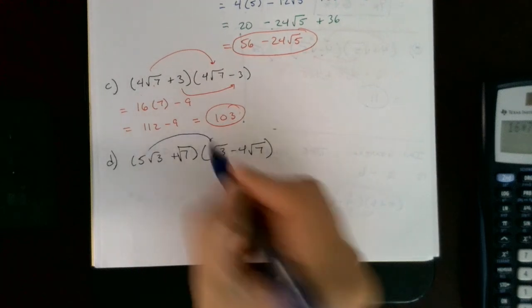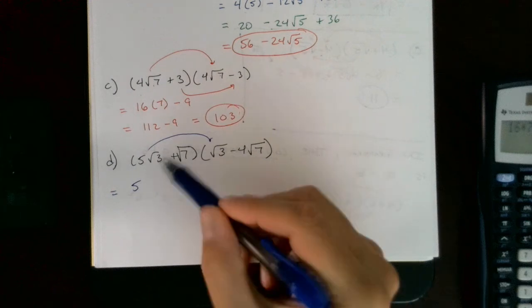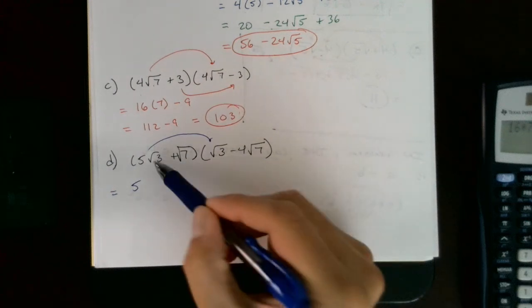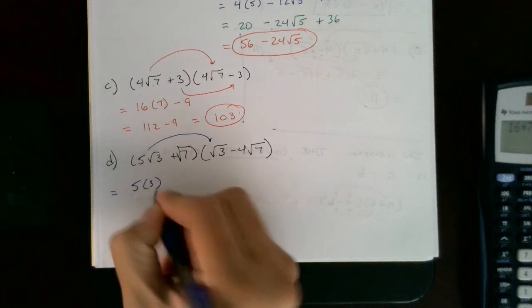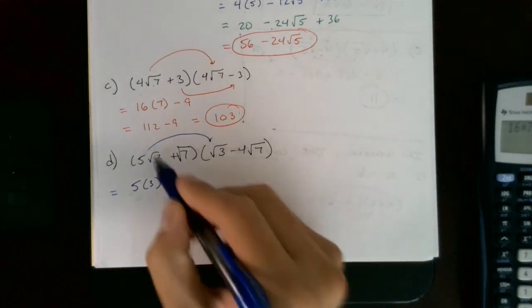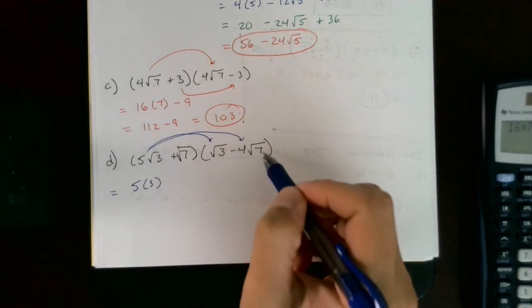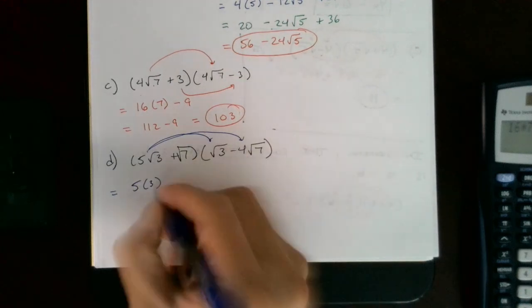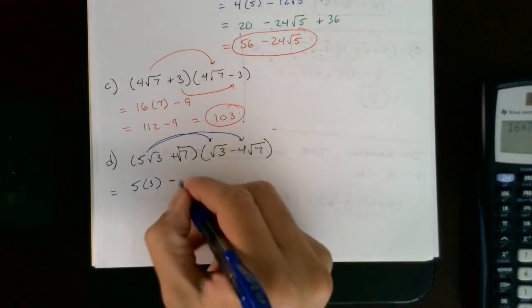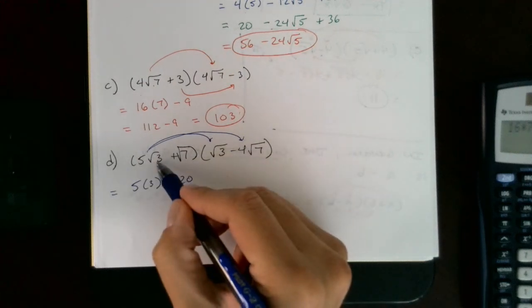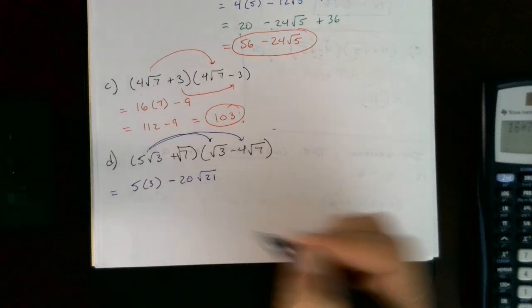So 5 square root of 3 times the square root of 3 for my first step of FOIL will be 5 times square root of 3 times square root of 3. Remember, you multiply these, you're just going to get whatever was on the inside of the radical. So it's going to be 5 times 3. And then here we have 5 square root of 3 times negative 4 square root of 7. So positive times a negative makes this negative. Multiply the coefficients together, so 5 times 4, which is 20, and then multiply the square roots together. Square root of 3 times square root of 7 is the square root of 21.